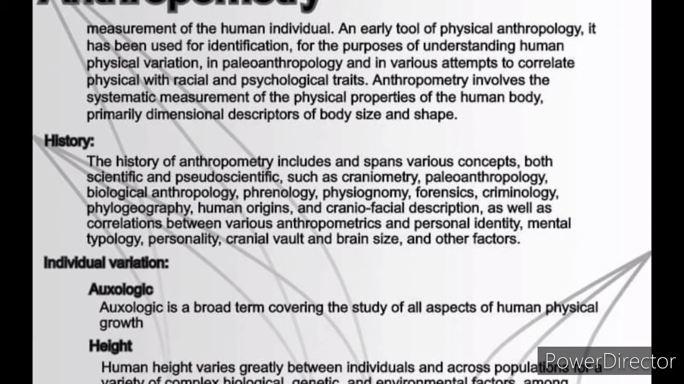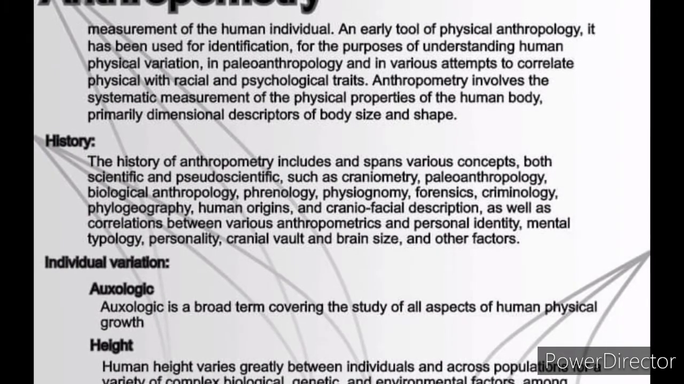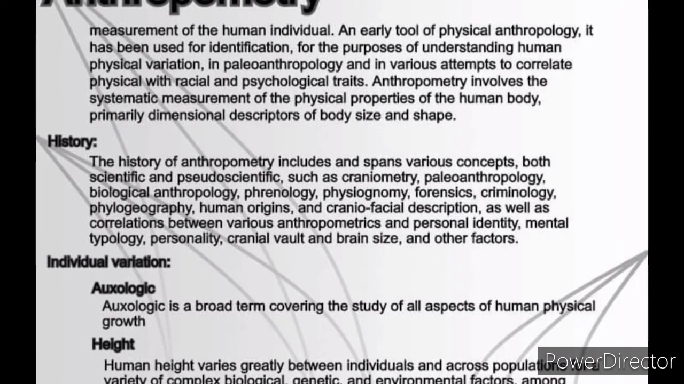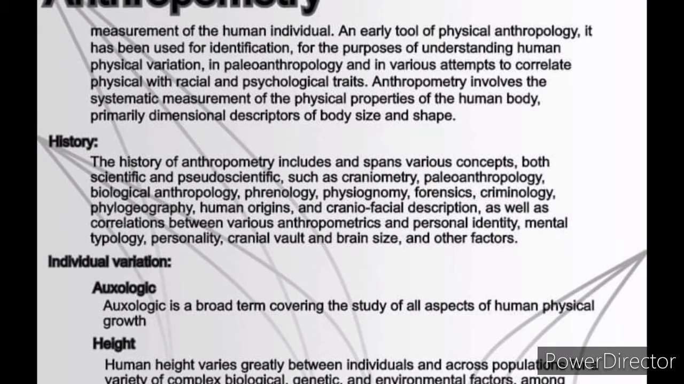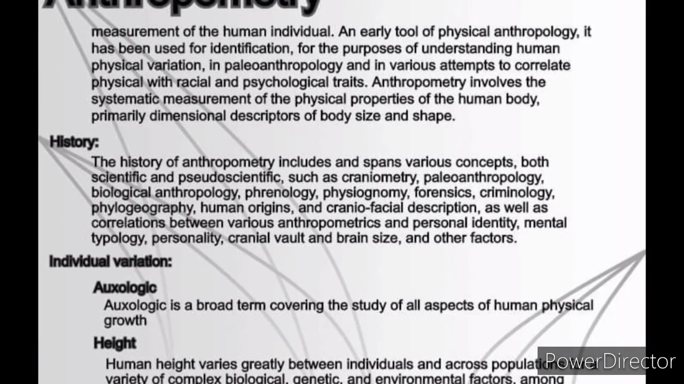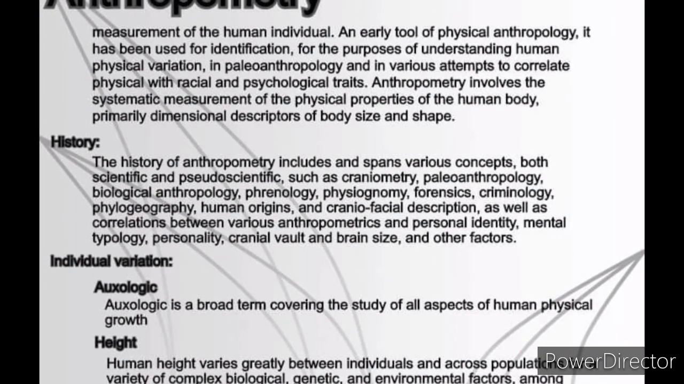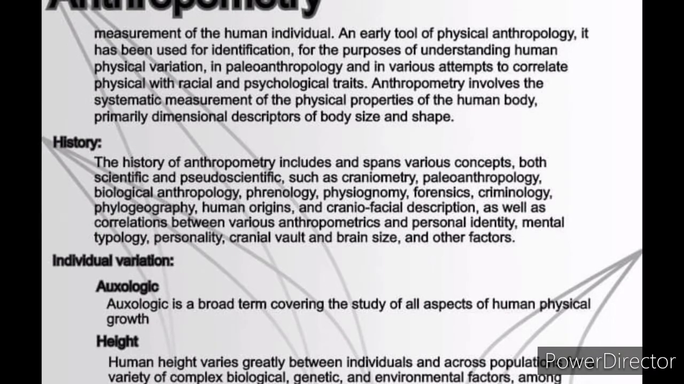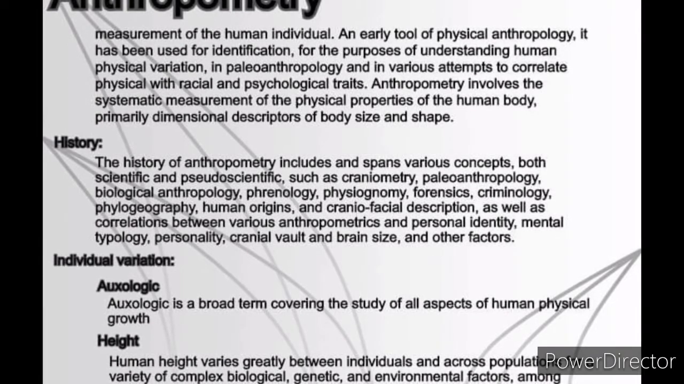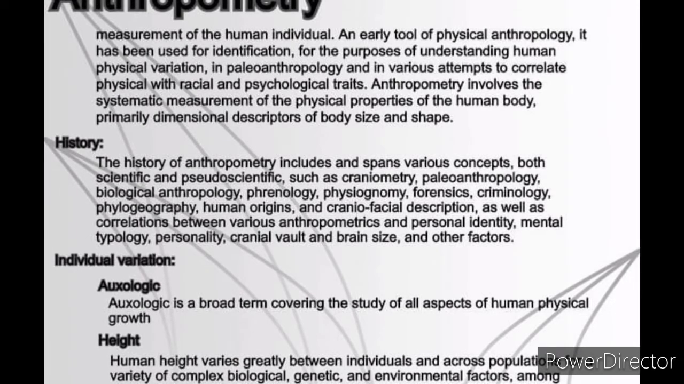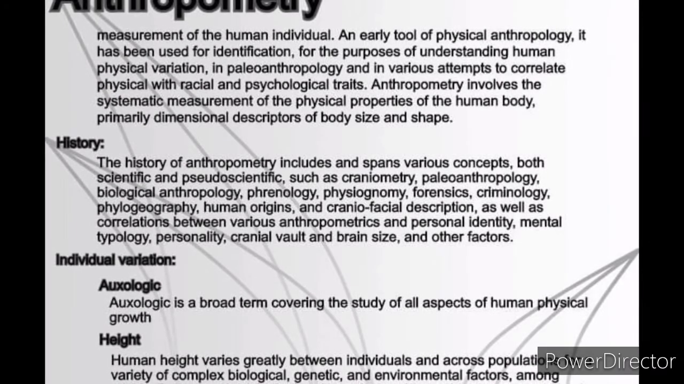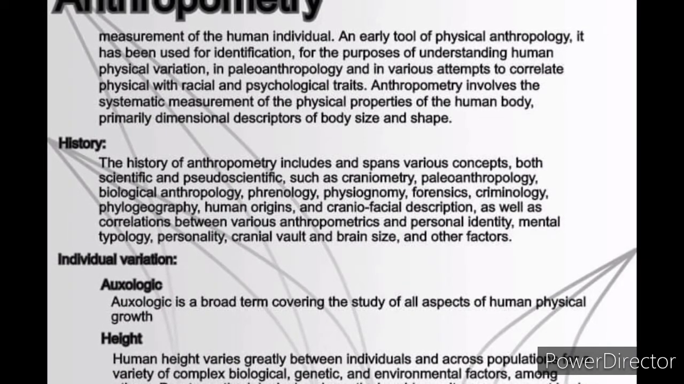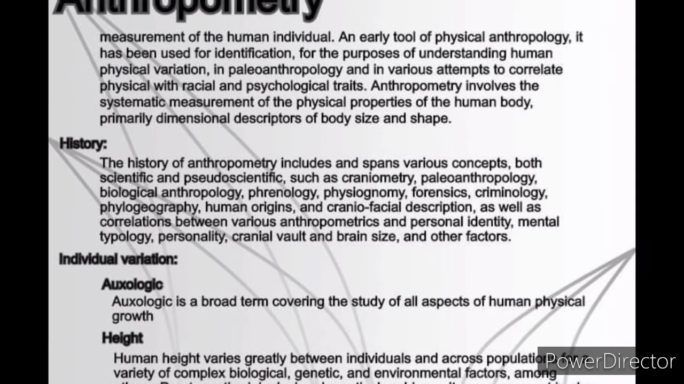Anthropometry. Anthropometry is a measurement of the human individual, an early tool of physical anthropology. It has been used for identification and for the purpose of understanding human physical variation. In paleoanthropology and in various attempts to correlate physical with racial and psychological traits, anthropometry involves the systematic measurement of the physical properties of the human body, primarily dimensional descriptors of body size and shape.